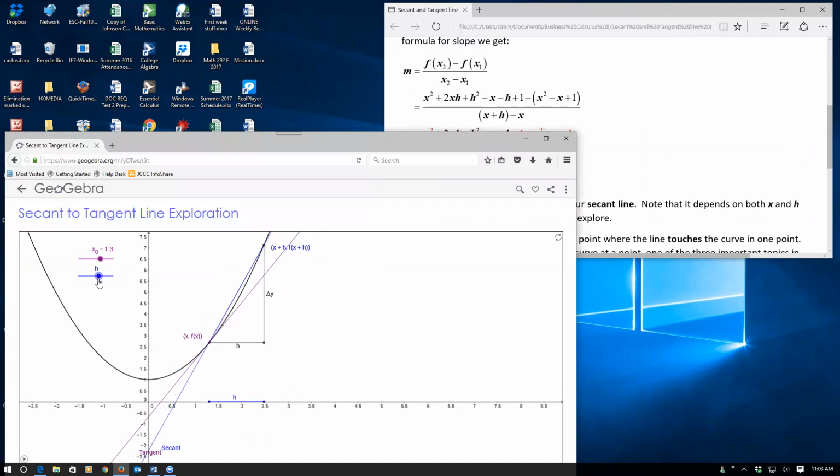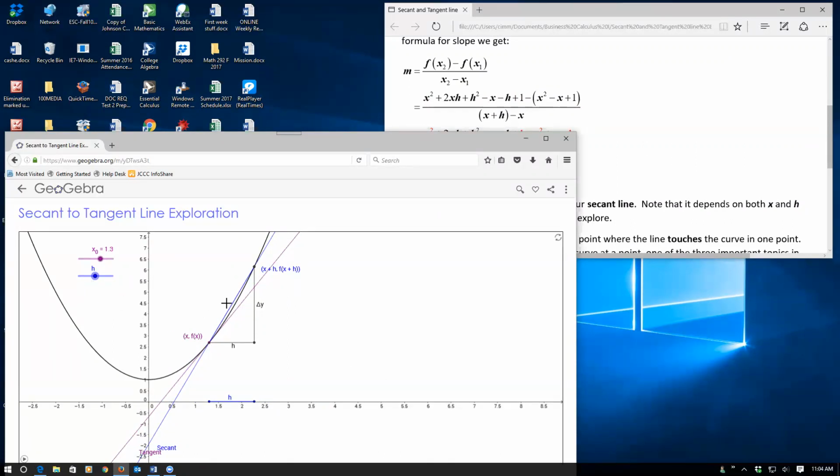So I can sort of see what that secant line is. You can see that if I had the secant line here, that blue line, I would have a certain slope. But if I moved it out further, that slope is going to get bigger and bigger and bigger. That steepness of the curve is going to rise. So our ultimate goal, remember, was to get a tangent line. So that's that purple line here.